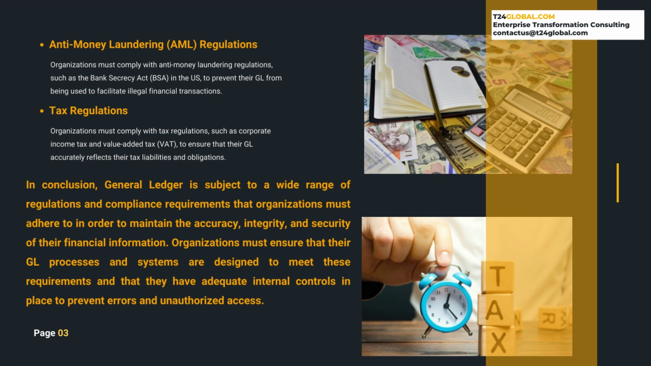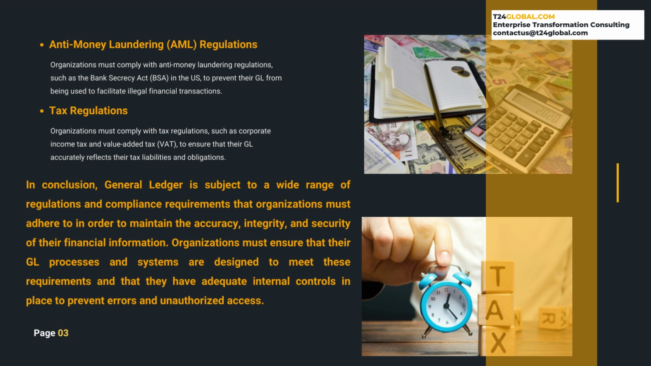6. Tax regulations. Organizations must comply with tax regulations, such as corporate income tax and value-added tax, to ensure that their GL accurately reflects their tax liabilities and obligations. Non-compliance with tax regulations can result in legal liabilities, such as fines, penalties, and imprisonment. For example, in 2019, the former CEO of Nissan was arrested for underreporting his compensation on financial statements, resulting in tax evasion charges.